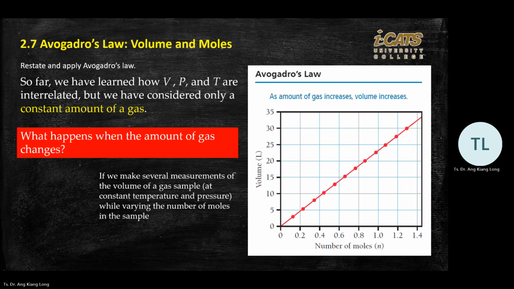So in the experiment, we measure volume of gas at a constant temperature and pressure, but we use different moles. We measure the volume. So let's say you put in 0.2 moles of oxygen. You measure inside the container how much pressure, how much volume, right? Then you increase the moles, you see how much.